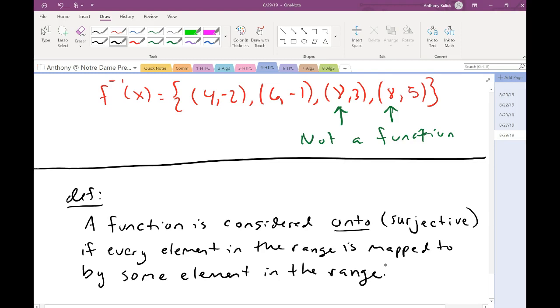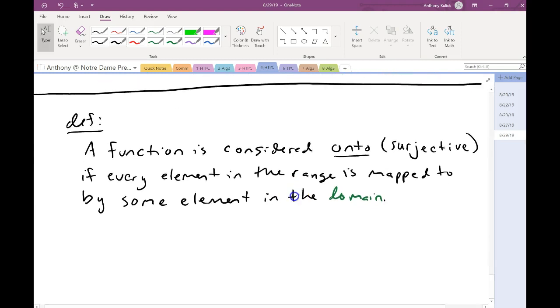If every element in the range is mapped to by some element in... That wouldn't have made any sense. Try the domain. So basically what this is saying is that you don't have any unused values in your range. So everybody's okay with that idea? Next definition.